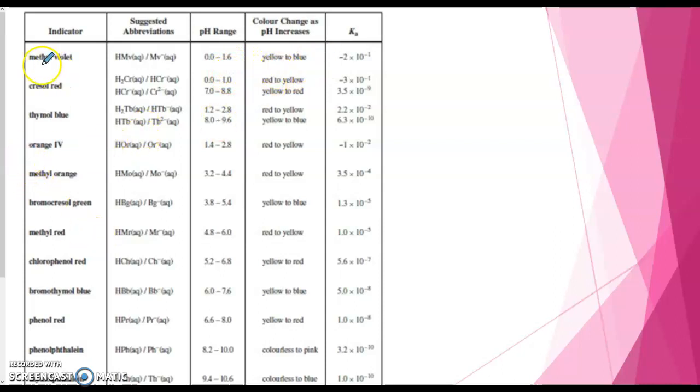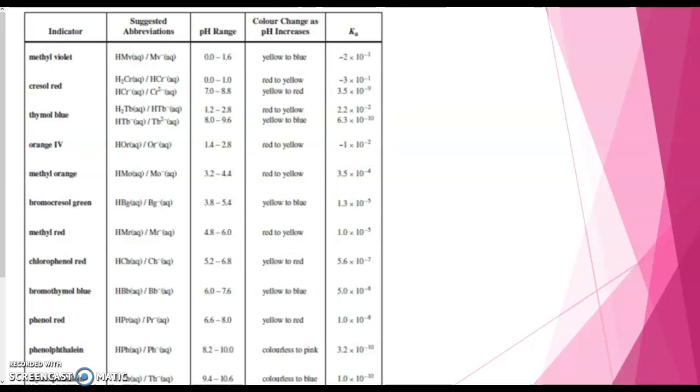So if we look at methyl violet, it goes from a yellow to a blue color, and in between yellow and blue, remember, is green in the middle. Cresol red is a red to yellow from 0 to 1.0, and then from 7 to 8 it changes from yellow to red. So we're going to focus on this one down here, bromothymol blue.